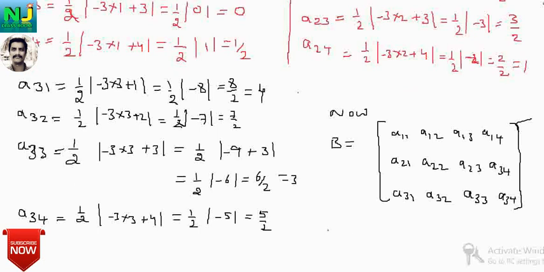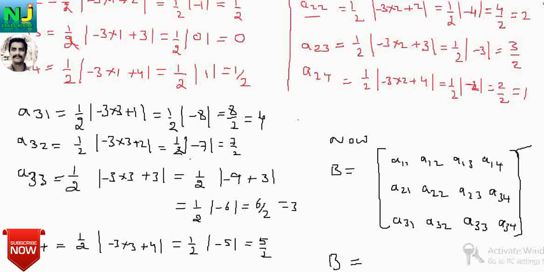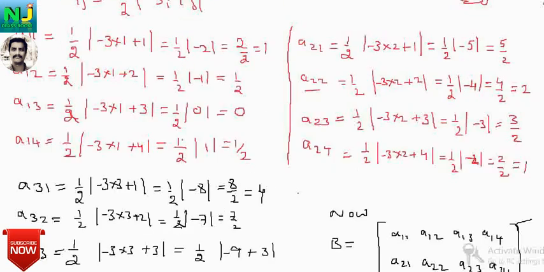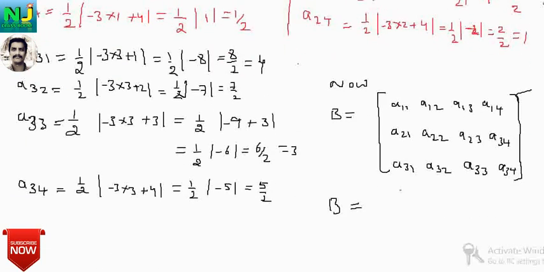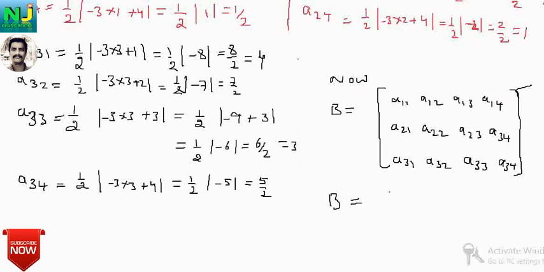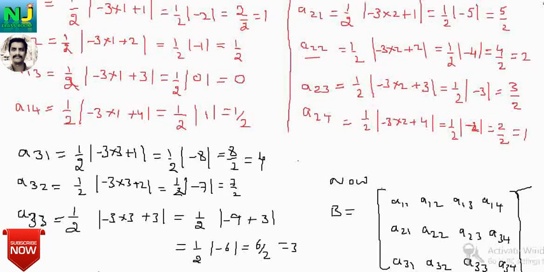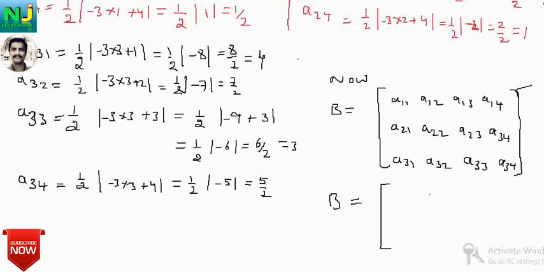So, what is the first row elements? B is equal to the first row elements. What are the first row elements? Look at here, 1, 1 by 2, 0, 1 by 2. So, first row elements are, inside the box, 1, 1 by 2, 0, 1 by 2. I am repeating, 1, 1 by 2, 0, 1 by 2. Is it clear? Okay, very good.